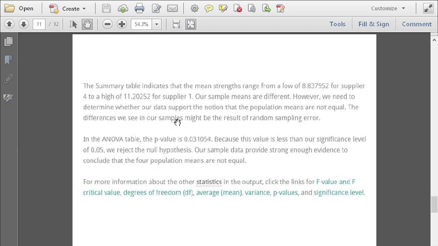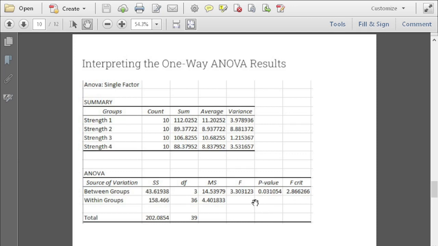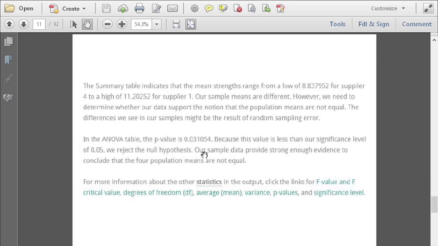Okay? And our sample means are different. However, we need to determine whether our data supports the notion that the population means are not equal. The differences we see in our sample might be the result of random sampling error. So in our ANOVA table, the p-value is this one, 0.031054. Because this value is less than our significance level of 0.05, we reject the null hypothesis. Our sample data provides strong enough evidence to conclude that the four population means are not equal.